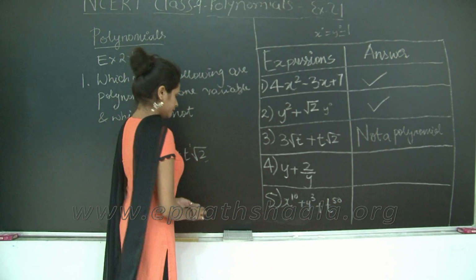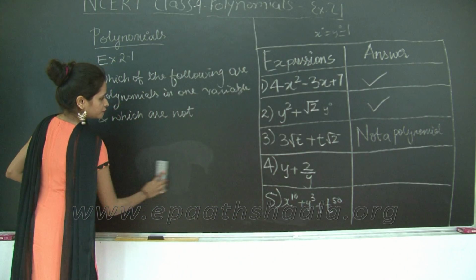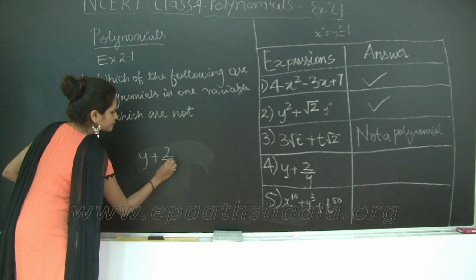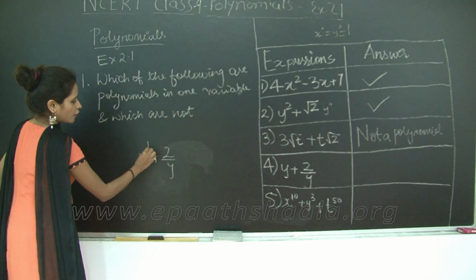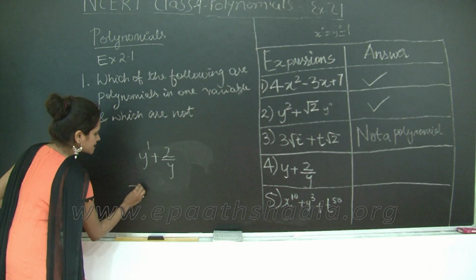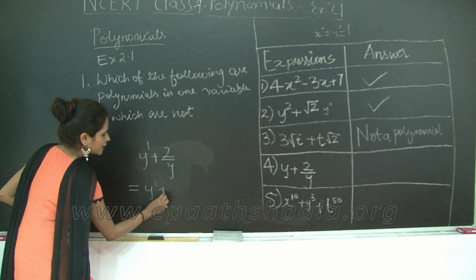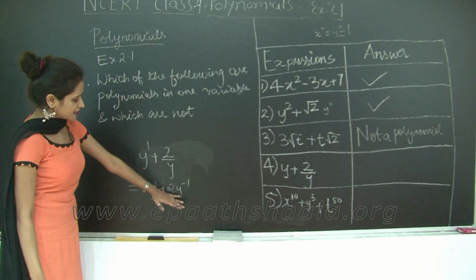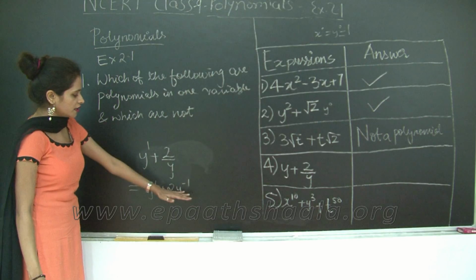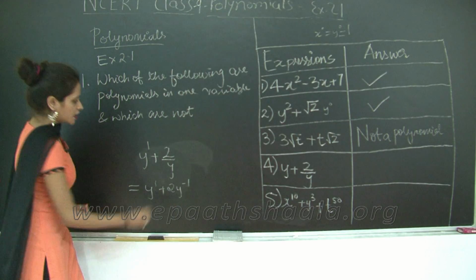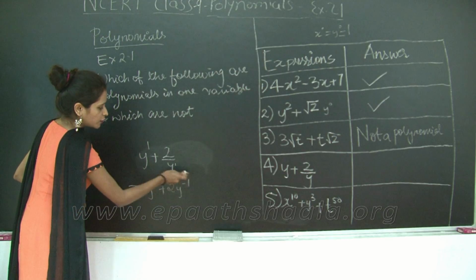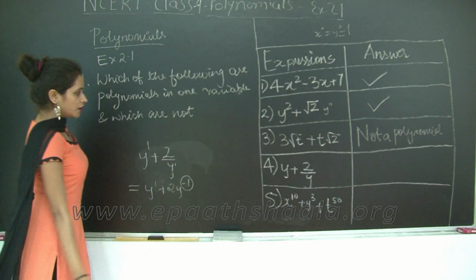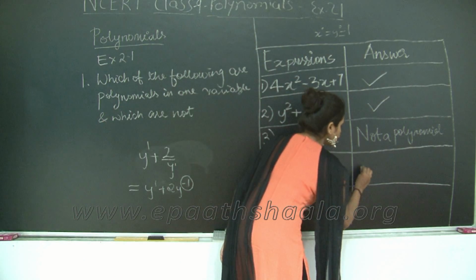Let's look at the next one. Let me erase this one for you. Y plus 2 upon y. Y is to the power of 1. How about 2 upon y? This is nothing but y raised to the power of 1 plus 2 into y raised to the power of minus 1. Since we take y from the denominator to the numerator, the value of the exponent changes. Here it was 1 in the denominator, but when you put it in the numerator, it becomes minus 1. So again, minus 1 is not a whole number, which is why this is again not a polynomial.